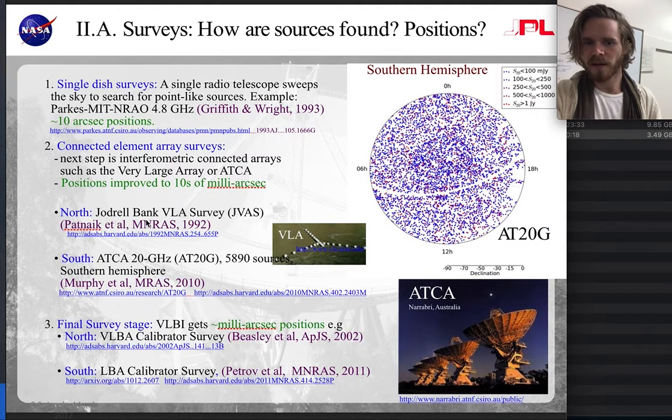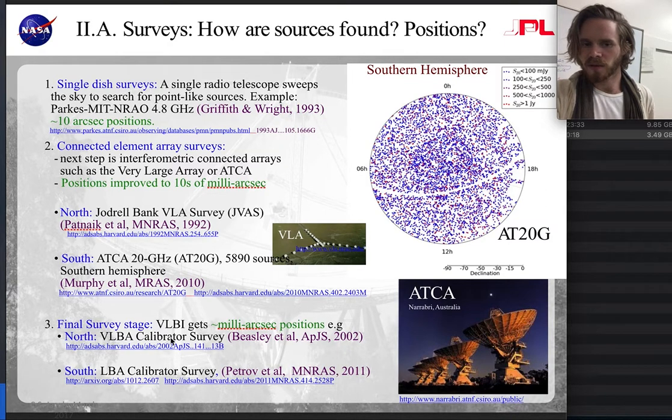So in the north you have the survey by the Very Large Array, which is imaged here, and in the south you have the ATCA array, which is doing the equivalent survey for the south. So then you have a catalog of radio reference points, reference quasars, to reasonable accuracy, but it's not good enough. So then you follow those up with VLBI in the final stage.